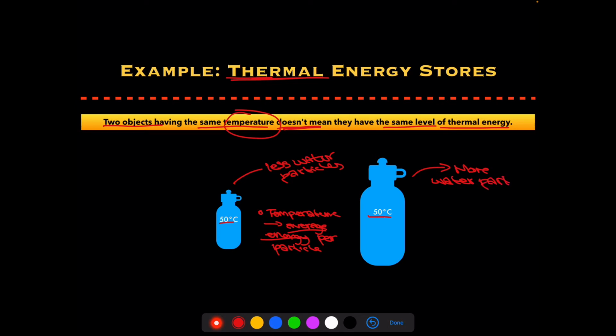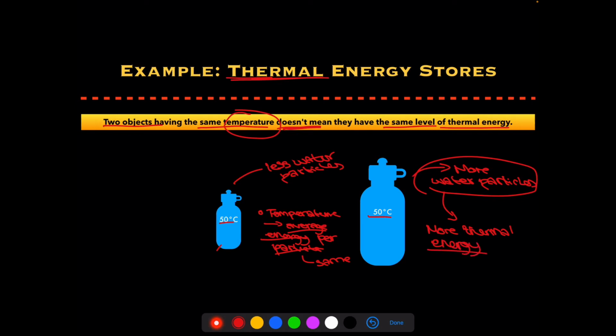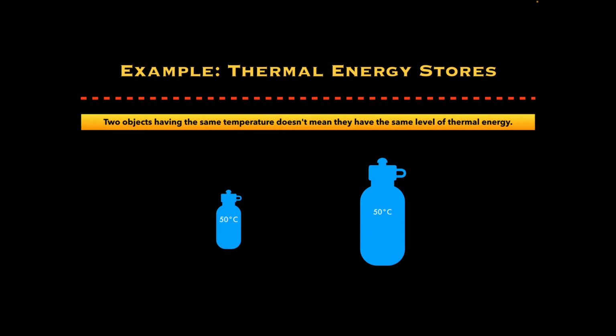That means if our average energy per particle is the same for both bottles, and we have more particles here, that means we have more thermal energy, right? If you can't understand, it's a simple idea, just pause the video and visualize for yourself. We have more particles here with the same amount of energy. We have fewer particles here with the same amount of energy. So this one has more thermal energy overall. Therefore, temperature and thermal energy are not interchangeable. Please keep that in mind.